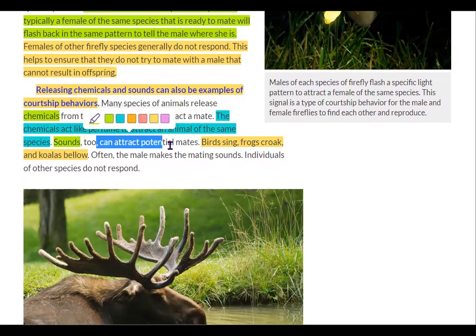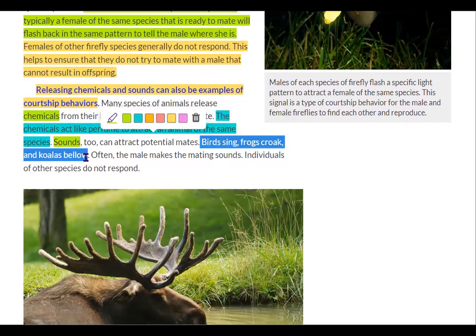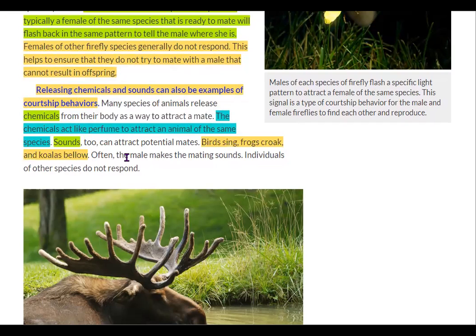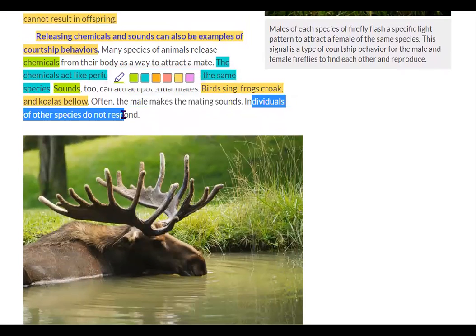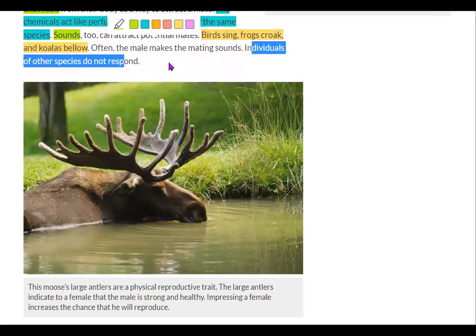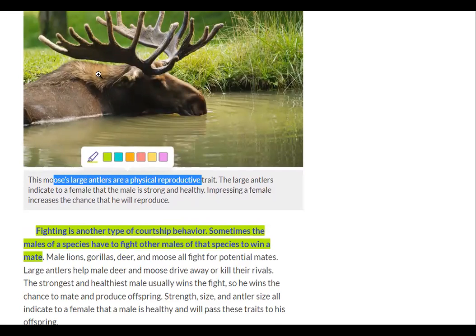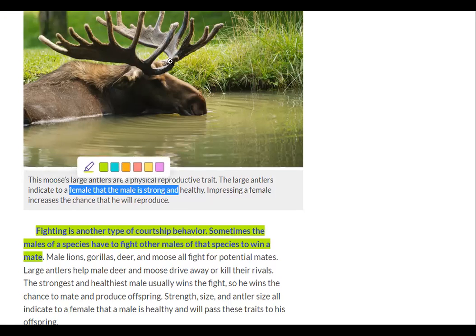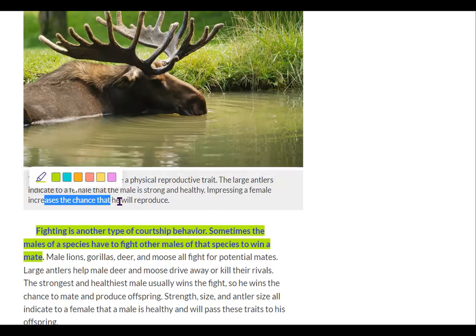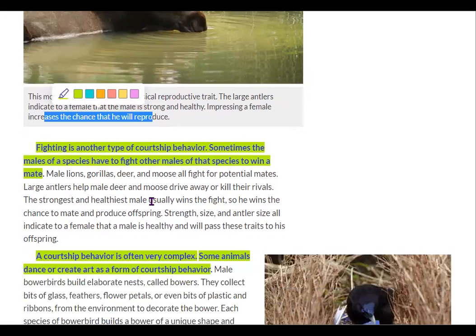Sounds also can attract potential mates. Birds will sing, frogs will croak, and koalas will bellow, right? And often the male will be the one making the mating sounds. And other individuals of different species, they don't really care about this. They don't respond. Right. And so here we're looking at a moose's large antlers, and they are an example of a physical reproductive trait. They indicate to a female that this male is strong and healthy, and it could impress the female, which could increase the chance that he'll reproduce.